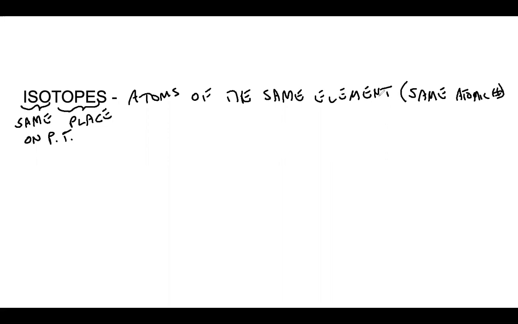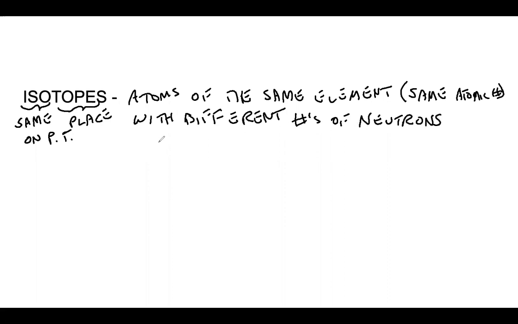So they're atoms of the same element with different numbers of neutrons. So this means that our isotopes have different masses.